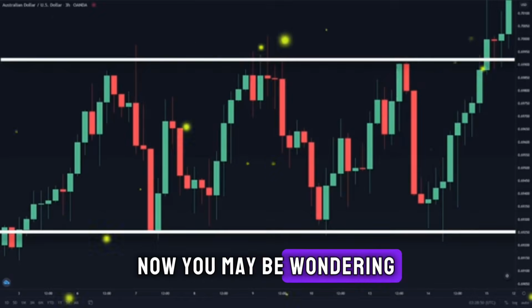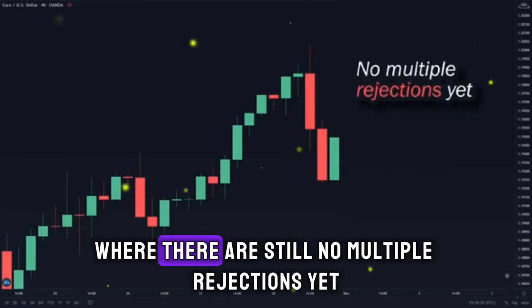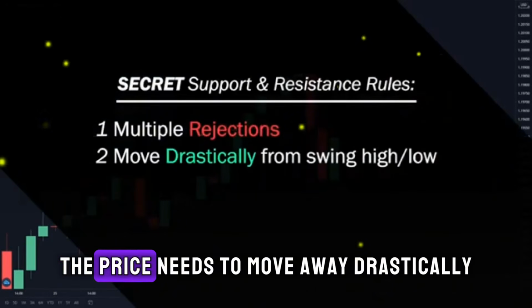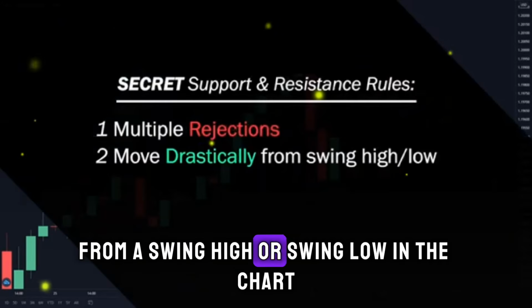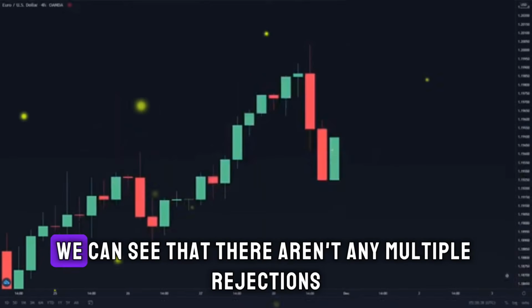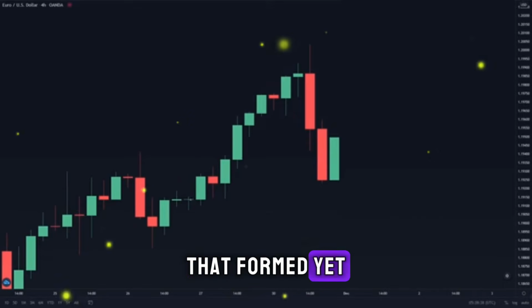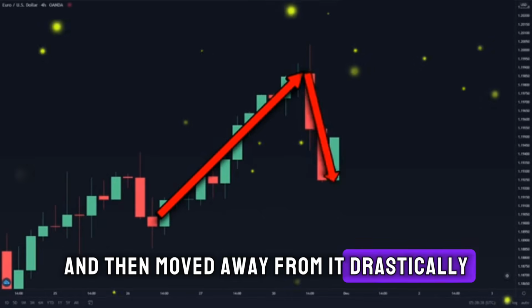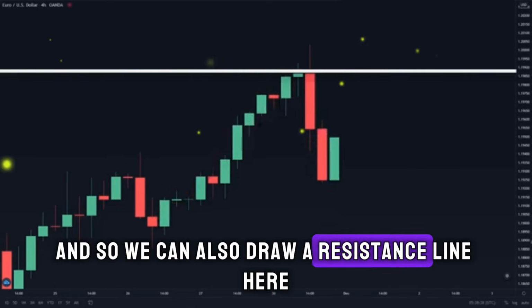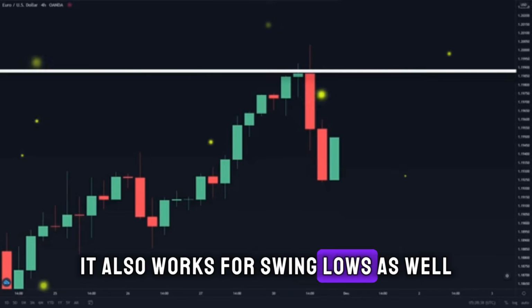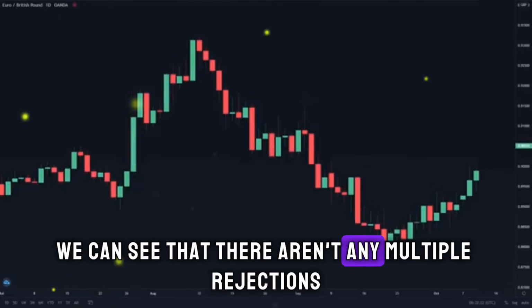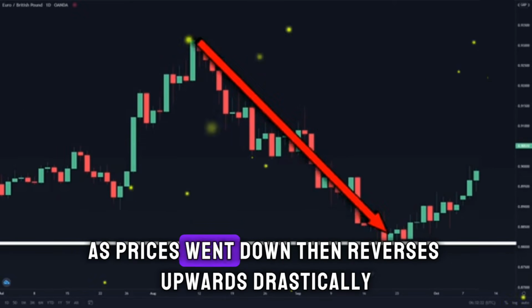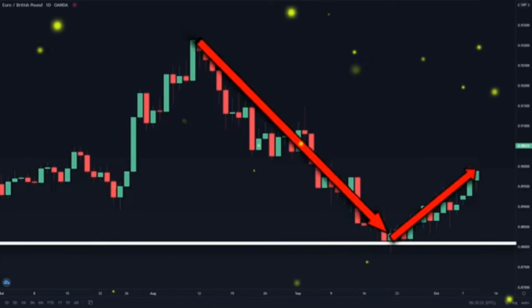Now, you may be wondering, what if the chart looks like this, where there are still no multiple rejections yet? Well, that brings us to our second rule. The price needs to move away drastically from a swing high or swing low. In this chart, we can see that there aren't any multiple rejections formed yet, but we can see that the price formed a swing high and then moved away from it drastically. And so we can also draw a resistance line here. It also works for swing lows as well. Here, we can see that there aren't any multiple rejections formed yet. So you can just draw a support line here, as prices went down, then reversed upwards drastically.